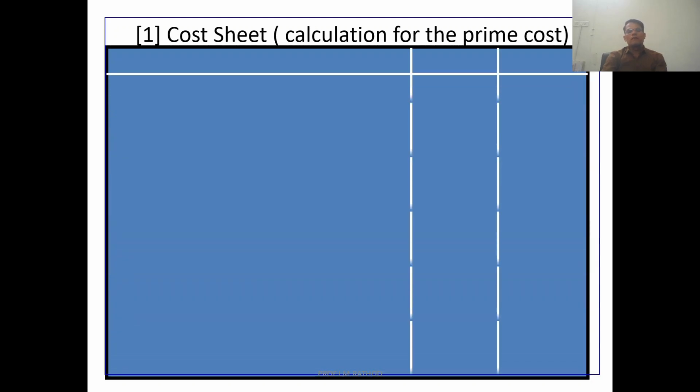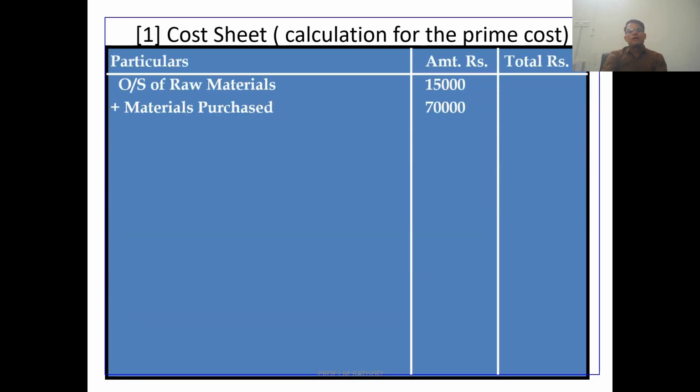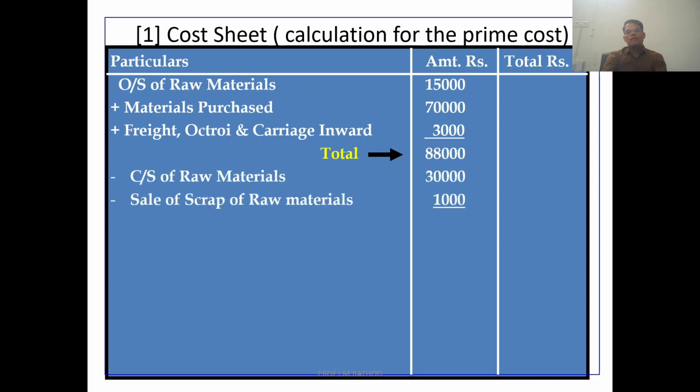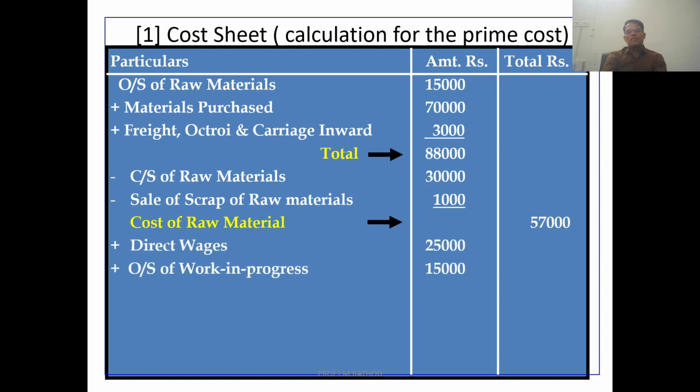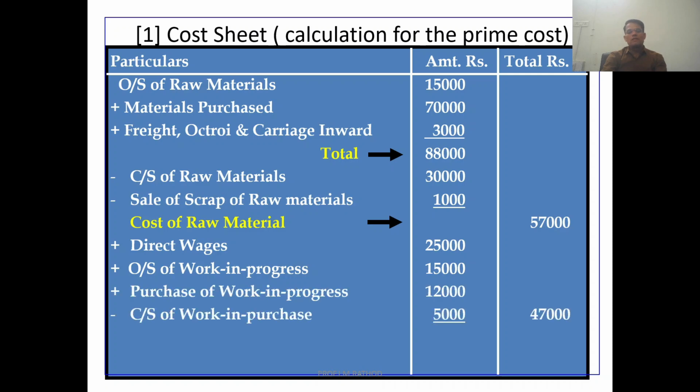Now the calculation of prime cost. Opening raw material 15,000, purchase of material 70,000, expenses 3,000, total cost is 88,000. Closing raw material 30,000, sale of scrap minus 1,000, the cost of raw material is 57,000. Direct wage is 25,000, work in progress 15,000, purchase of work in progress 12,000, is equal to 47,000. Direct expenses 7,500 is equal to prime cost of 1,11,500.